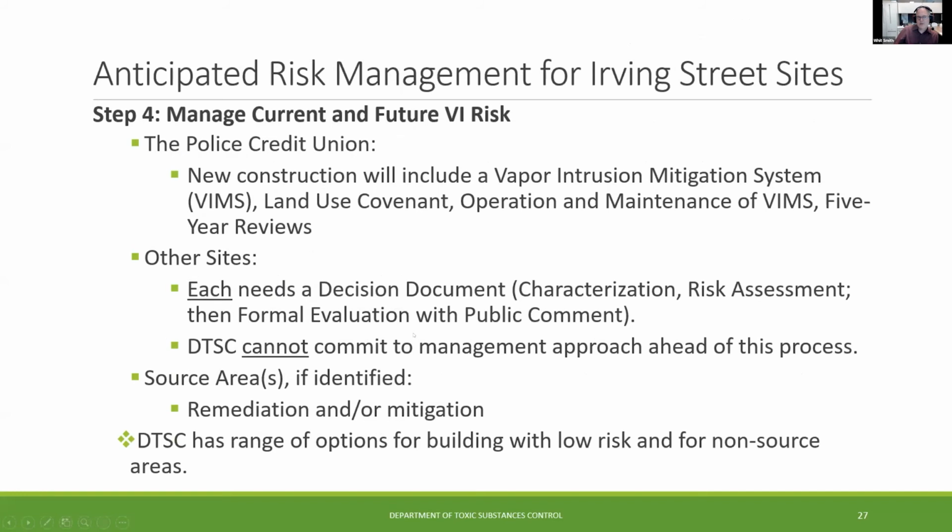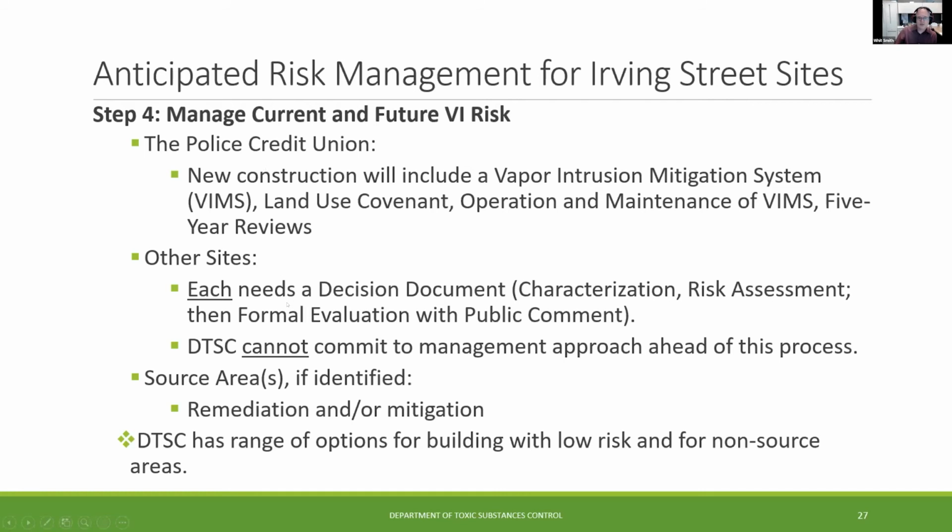Step 4 is management of current and future VI risks. So for the former police credit union parcel, that site has been through a decision document and it has an engineering control that's been planned, through that decision document, including land use covenants that will help protect that engineered system and require that similar systems be applied to future buildings that may be erected, decades hence when the new building reaches the end of its service life, as well as operation and maintenance and 5-year reviews of protectiveness. So that's for new construction at the credit union.